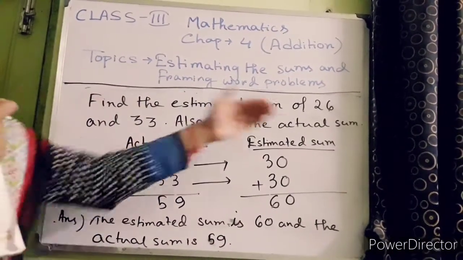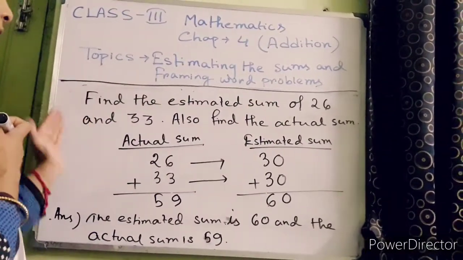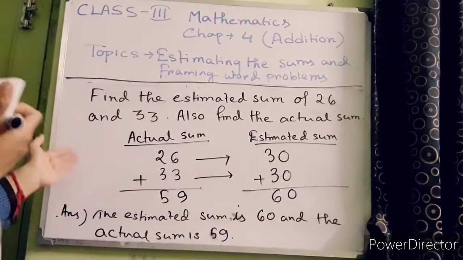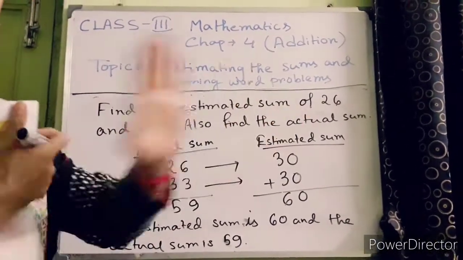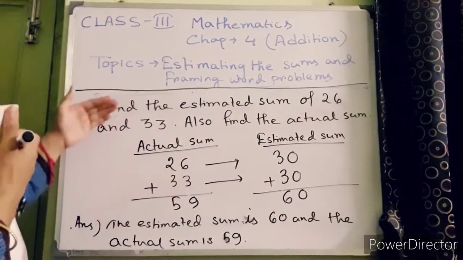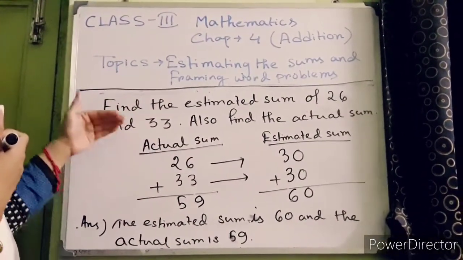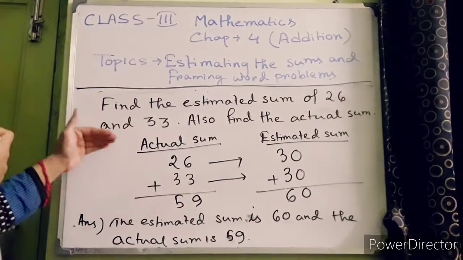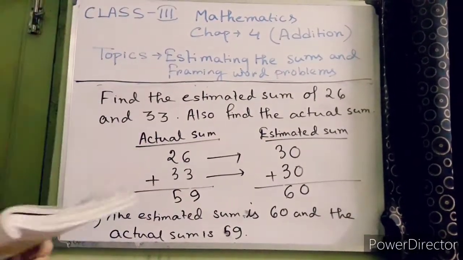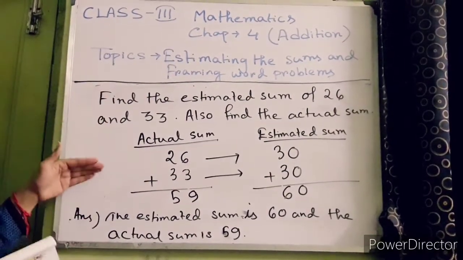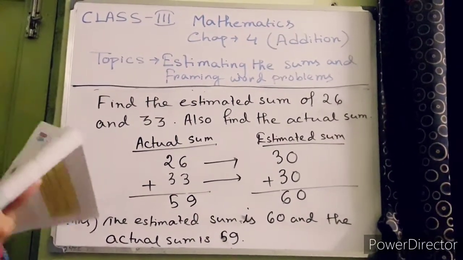According to your book, the estimated sum is written first, and after that the actual sum will be solved later. So no problem. You can write down the actual sum. If you find out the result of the actual sum, it will be easy for you to do the estimated sum. Clear? Now this one is the explanation from your book. Now I am going to solve the exercise.